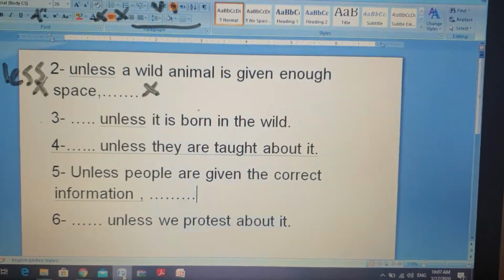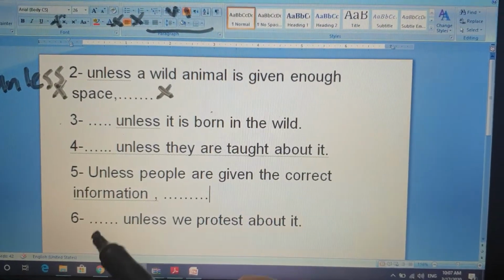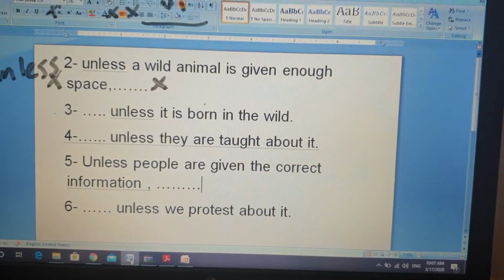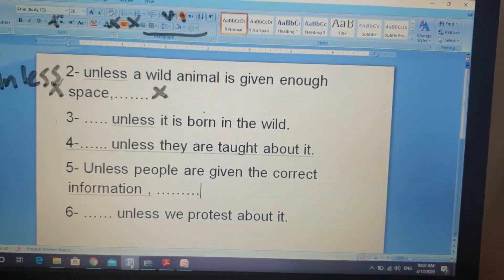By the way, the same applies with unless. If we use unless in the middle, we don't use a comma, but if we use unless at the beginning, we use the comma.